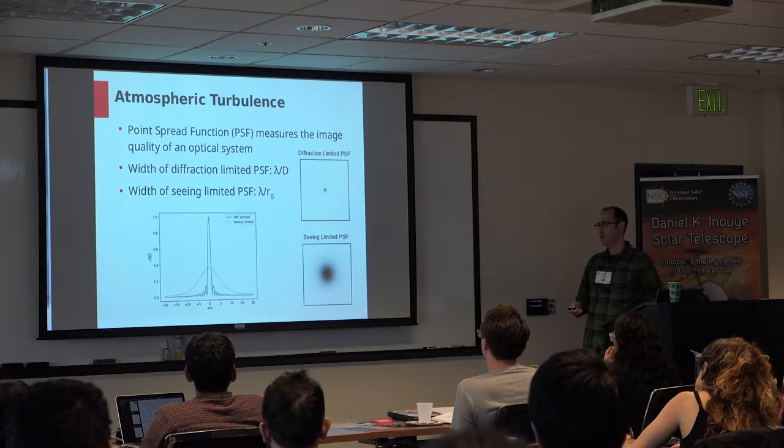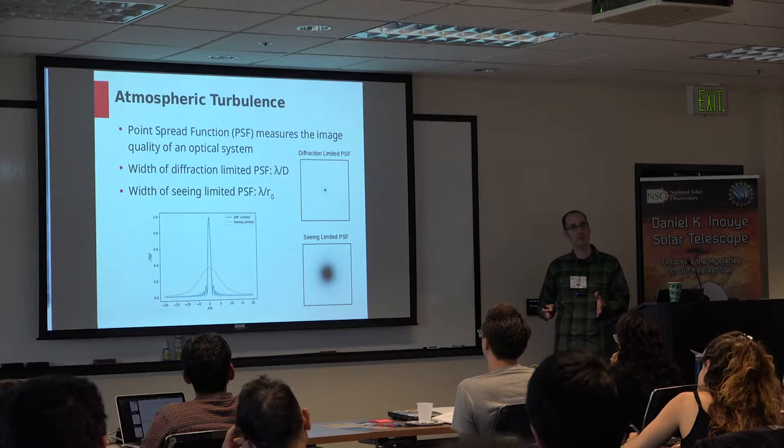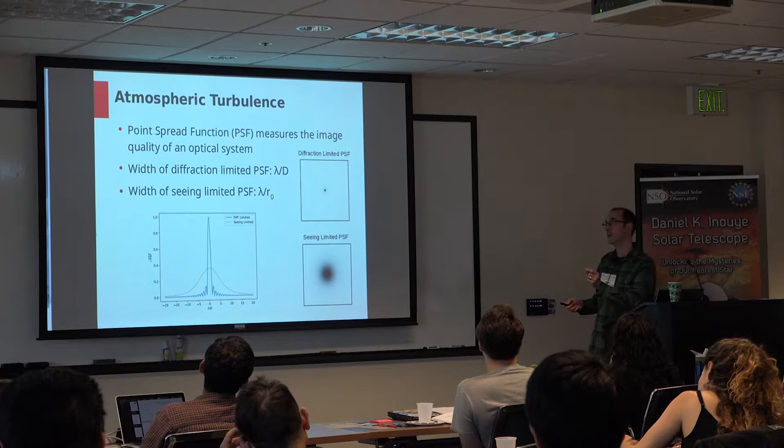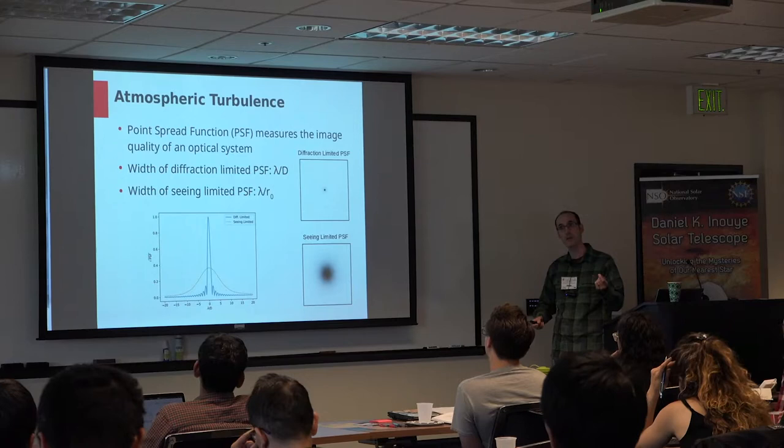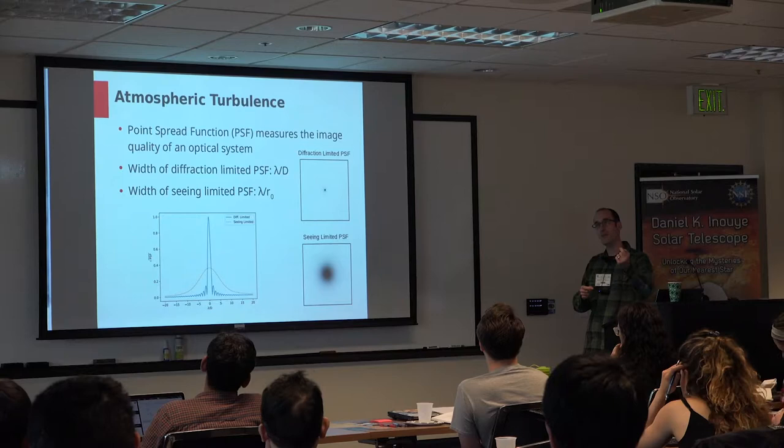Where was I? So the width of our PSF for a perfect diffraction-limited system is going to be lambda over D. The bigger the aperture of your telescope, the narrower this PSF is going to be, and the higher resolution you're going to have. Once you introduce the atmosphere, you're going to get a much bigger blob as your PSF. So basically, the image of a point is going to be a big blob. Neighboring points in your object are going to be smoothed together in your image, and you're going to get a blurry image.